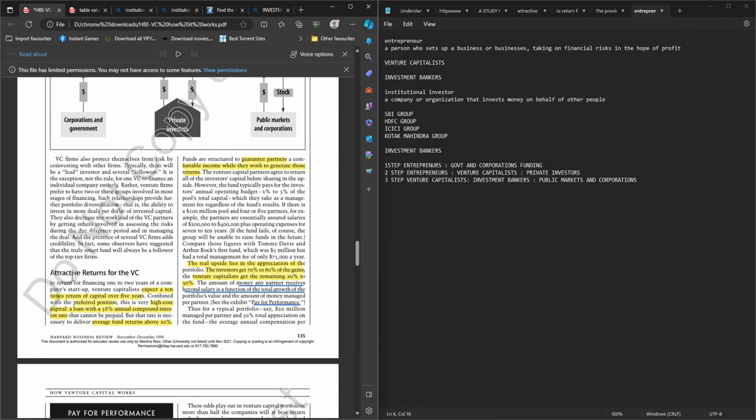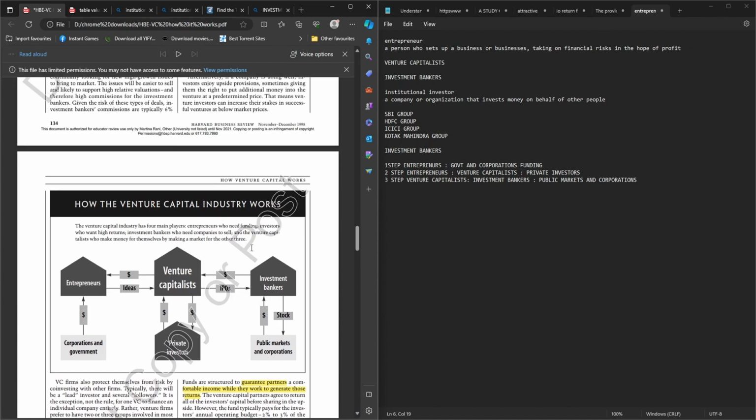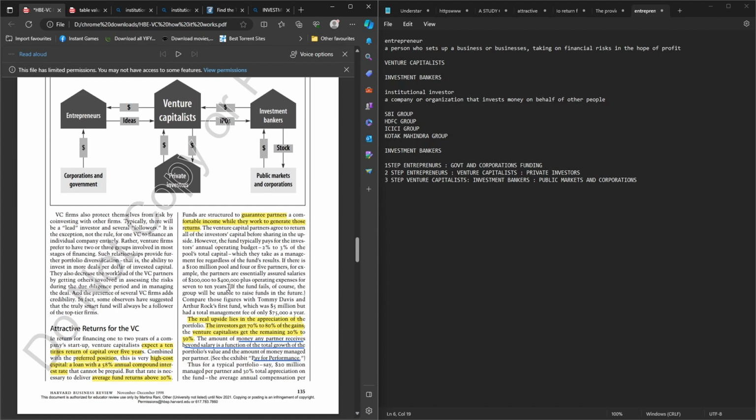Coming to the concept, the first topic I am going to discuss is attractive returns for venture capitalists. In return for financing 1 to 2 years of company startup, venture capitalists expect 10 times return of capital over 5 years. The main goal of venture capitalists is to invest in a possible industry where there is growth, let the business grow with the entrepreneur, help him with basic facilities like advisors and other facilities required for business, make the business grow, then sell it to investment bankers and take an exit from the business. This is the main goal of a venture capitalist.